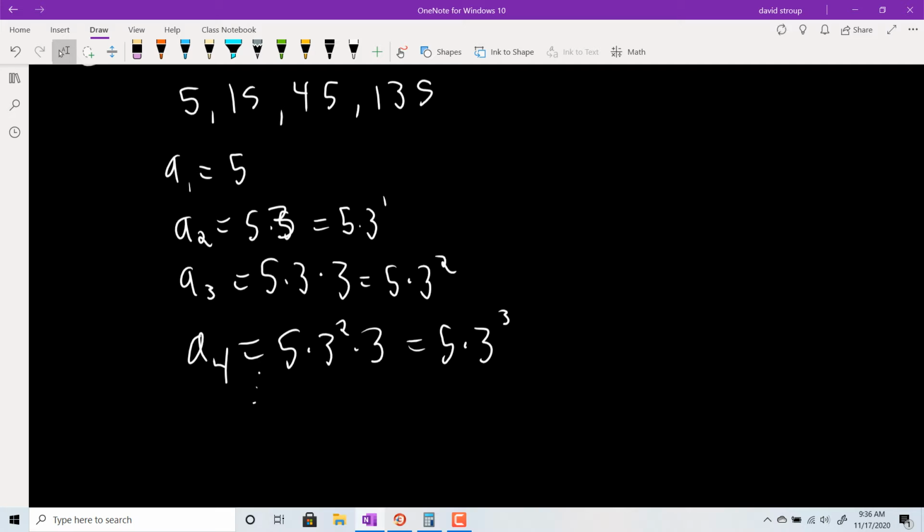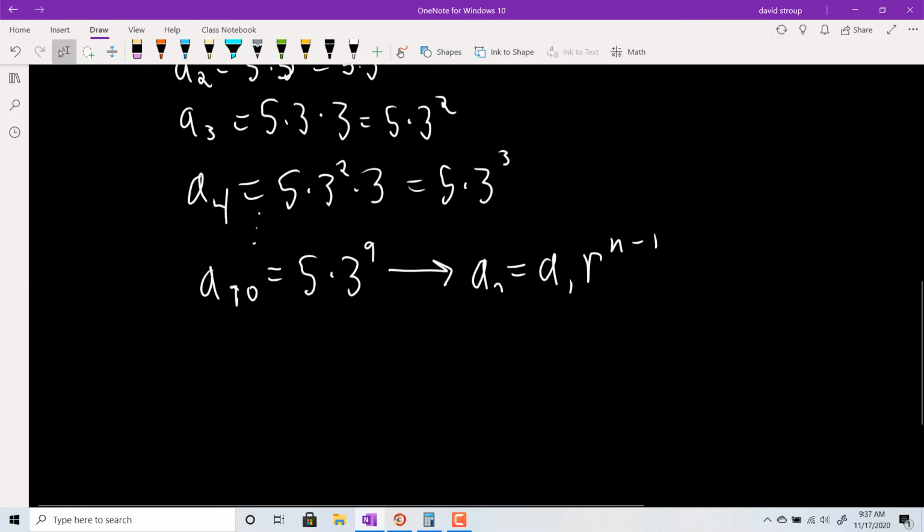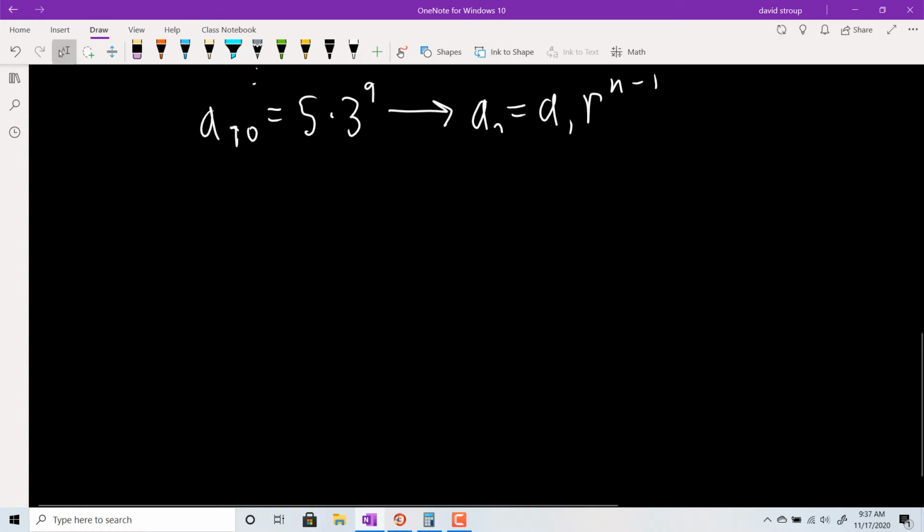Okay, so you can kind of guess now what our nth term formula is going to be. For example, what is a sub 10? That's going to be 5 times 3 to the 9th, right? So what I'm thinking is our nth term formula, a sub n, will be a sub 1 times r to the n minus 1. Okay, let's not get too far ahead of ourselves.